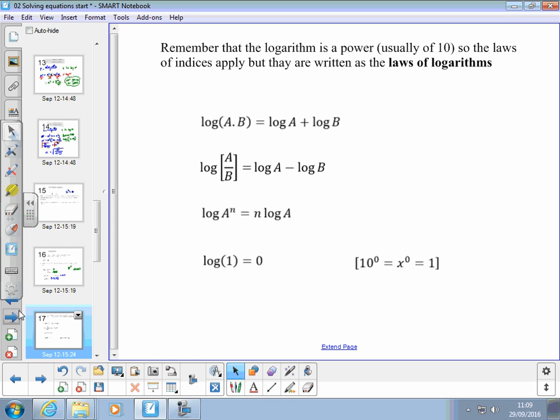The log of A over B is equal to the log of A minus the log of B. The log of A to the n is equal to n log of A. And that one's going to come in useful in a minute when we go to solve some indicial equations. Remembering that the log of 1 is 0, whereas 10 to the 0 equals x to the 0 equals 1. Yep. So there are laws of logarithms that we may well be able to apply when we're trying to solve problems involving indicial equations.